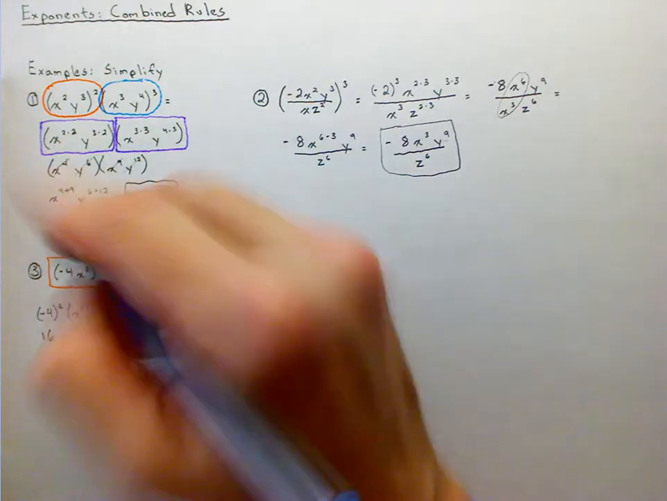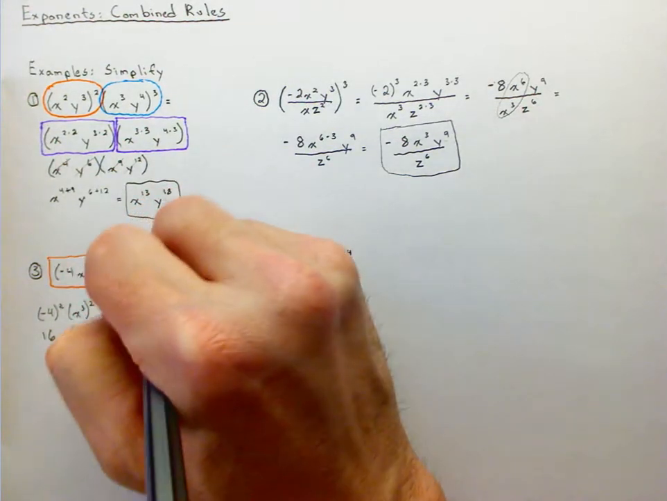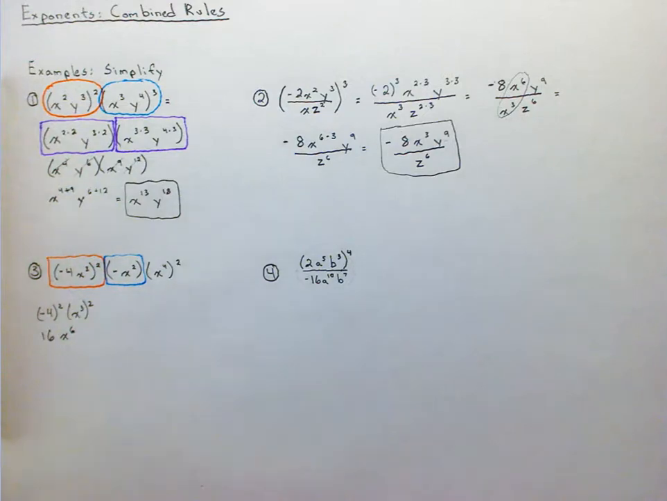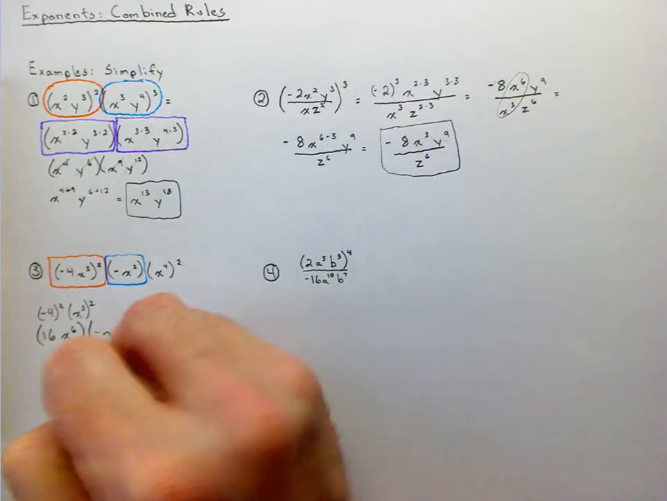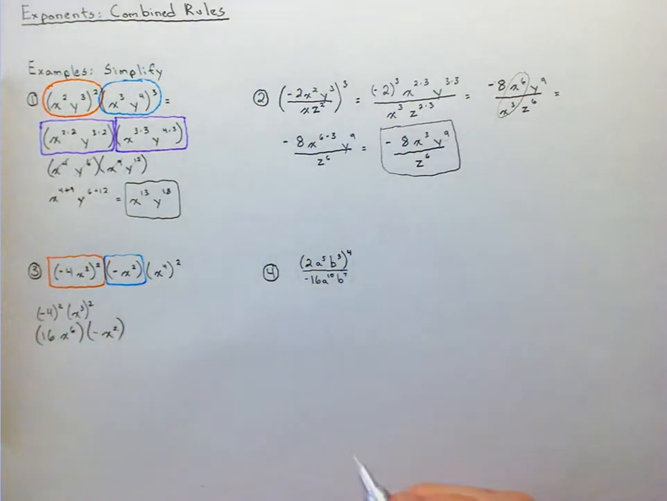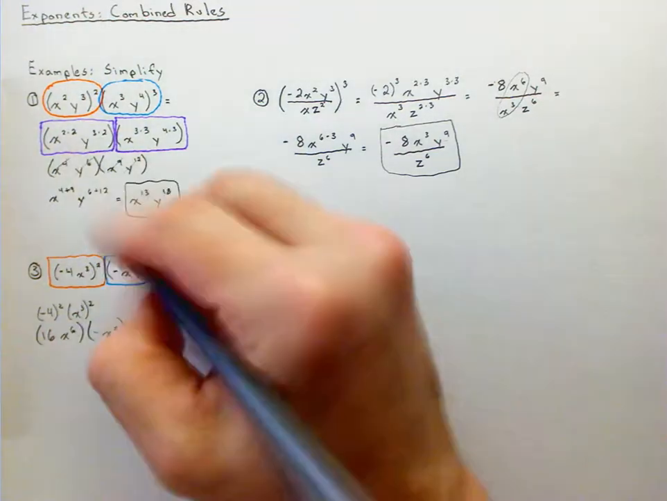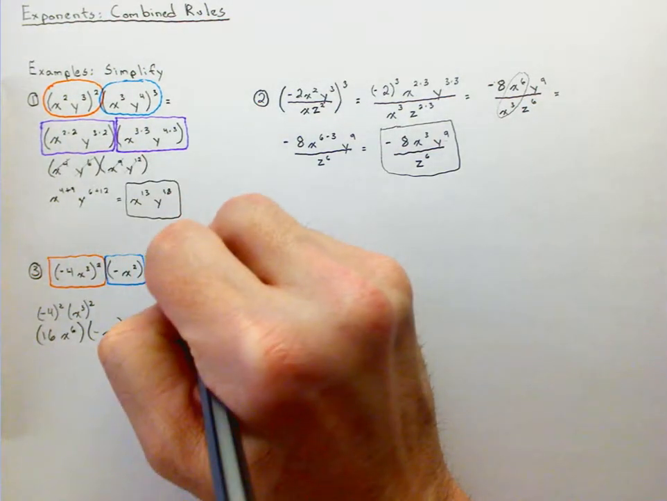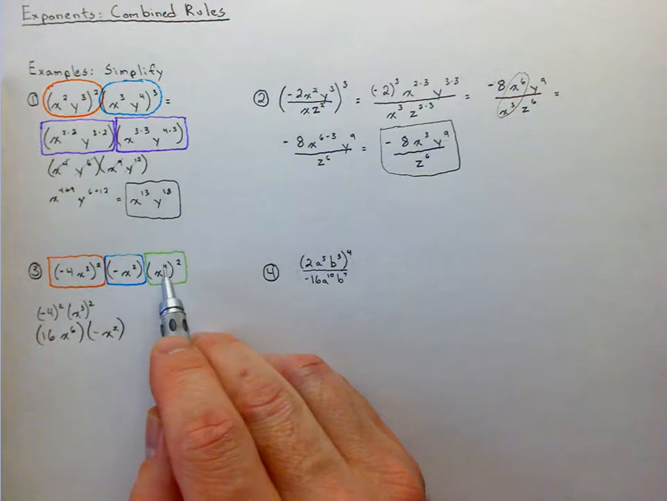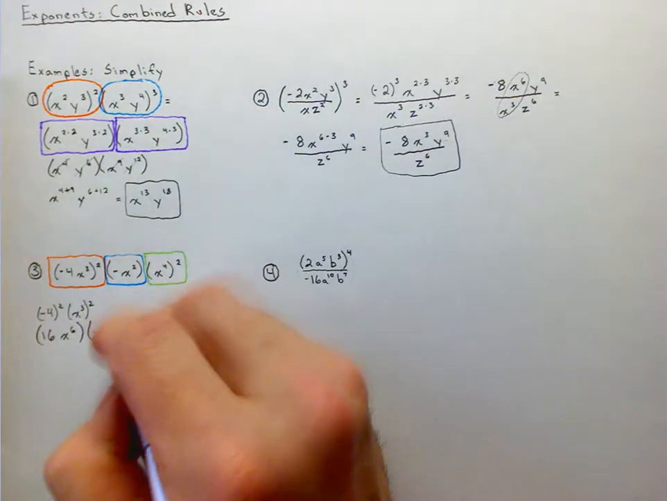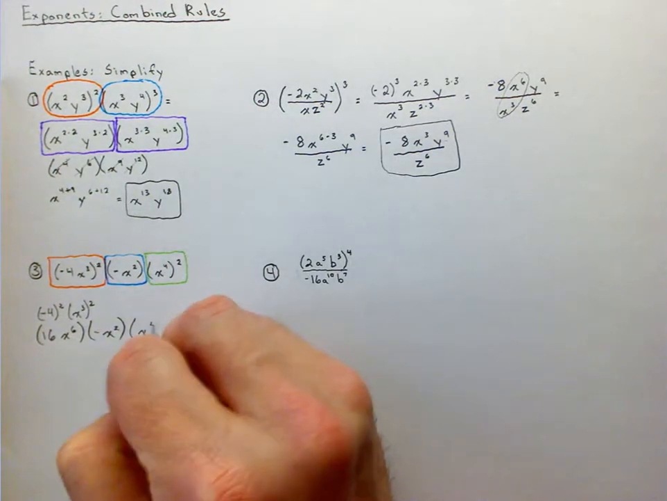So now I will look at this one here next. And what can I do with it? Nothing. So I'm just left with a negative x squared. And now I will look at this one. Let's box this in green. And what rule will I use here? The power rule. So that is x to the 4 times 2, x to the 8th.